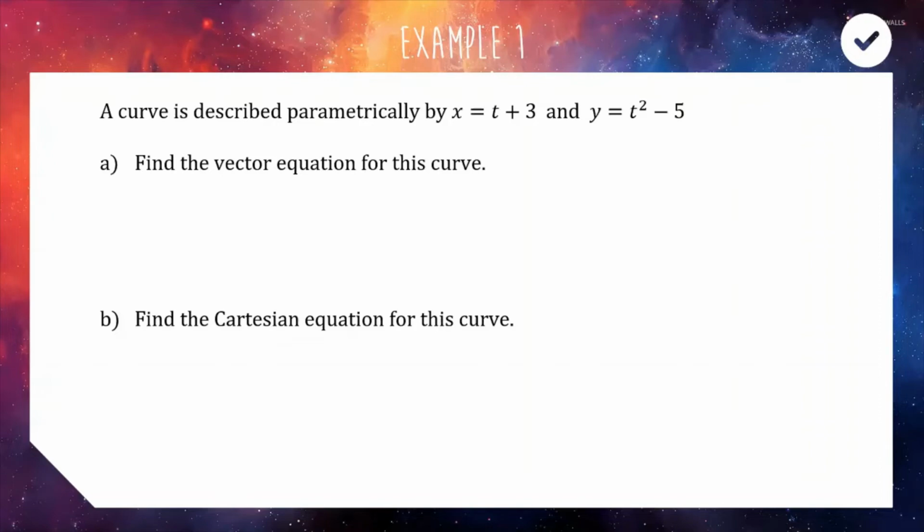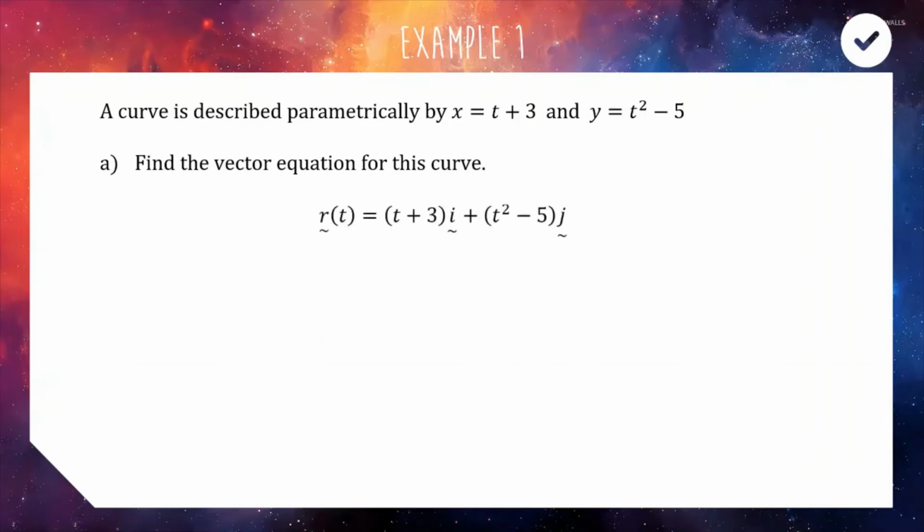Today we'll be focusing mainly on algebraic methods. First of all, we have a curve being described by x equals t plus 3 and y equals t squared minus 5. The vector equation for this curve is just a vector form of what we have. We have an x component and a y component, so instead of xi and yj, we have x and y in terms of our parameter. That's all this means. This is the vector equation for the curve described by these parametric equations.